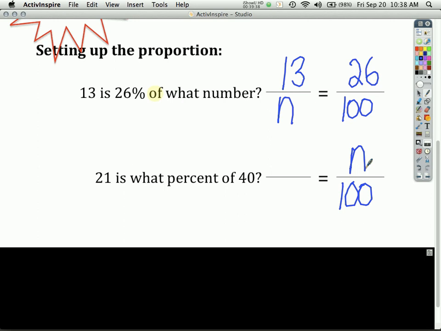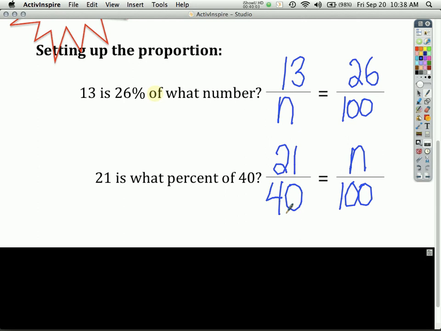What's the of? What's the of going to be in this case, Daniela? 40. Because it comes immediately after the word of, that's going to be 40. There's only one piece of information we haven't used yet. What is it? Kalasia? 21 goes right here. And we've set it up, cross product, and solve.